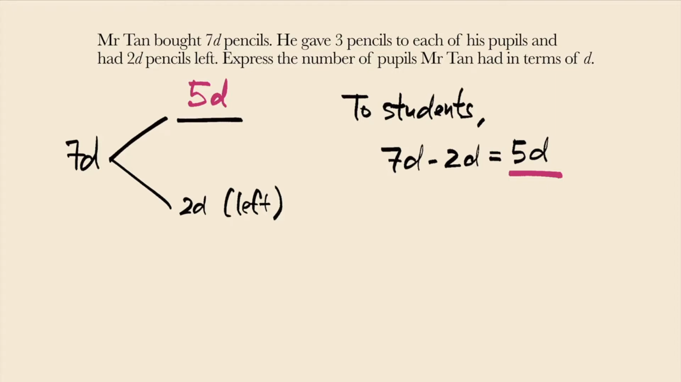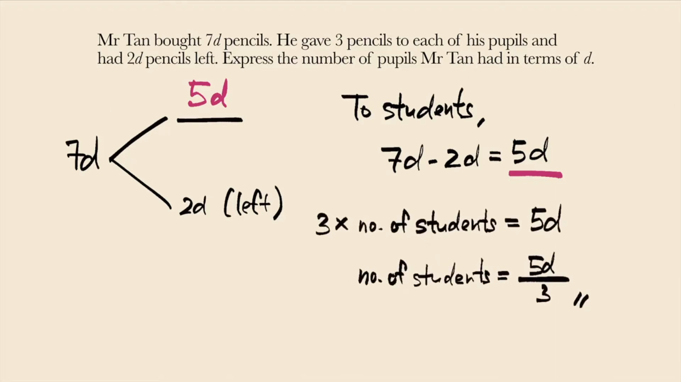Okay, now 3 each. So how many 3s are there over here? Okay, so imagine you are giving 3 pencils to each. So 3 times the actual number of students would produce a total of 5D pencils. For example, if you have 15 pencils, let's say this is 15 right here, total 15 pencils, and you give each student 3. Doesn't that mean you have 5 students?